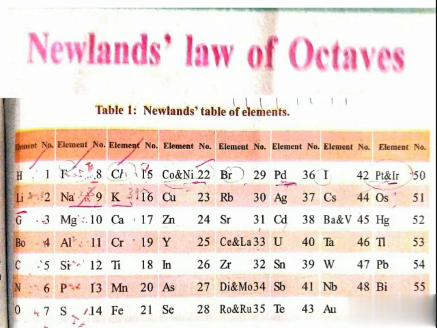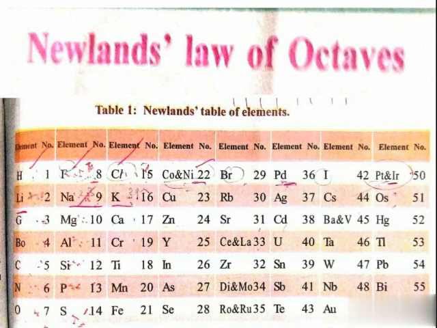In a musical note like this: sa, re, ga, ma, pa, da, ni, sa. Which is the first one? Sa. After that, the eighth one? Sa. Yes or no? Count on your right hand. In this, the first note and the eighth note are the same. Like this, in Newland's periodic table also, the first element and the eighth element have similar properties. Here we compare now. The first element is hydrogen.